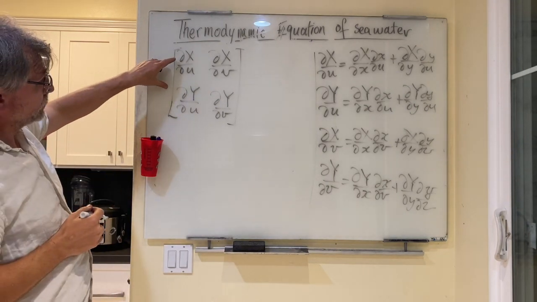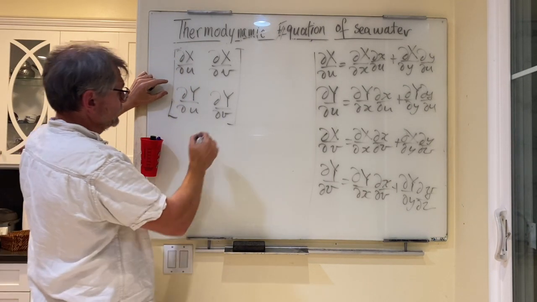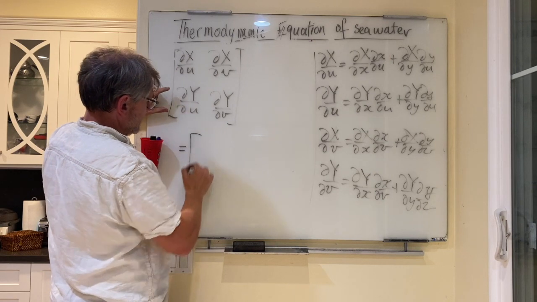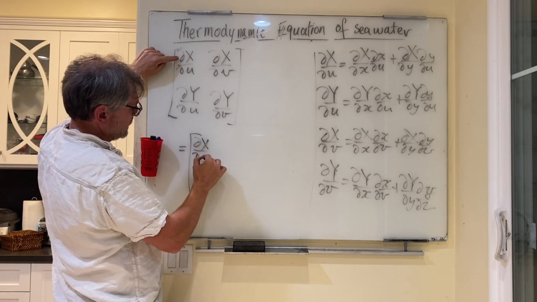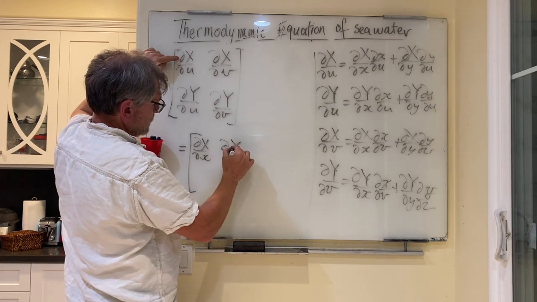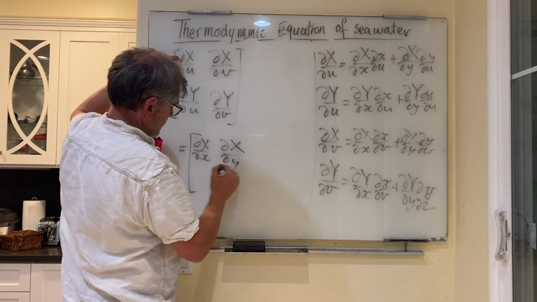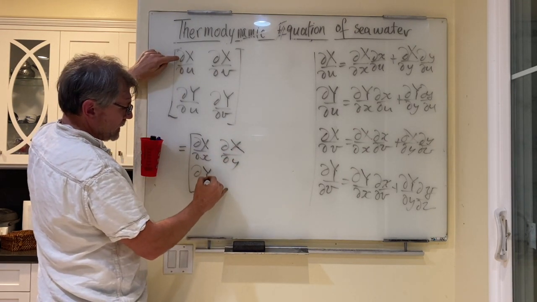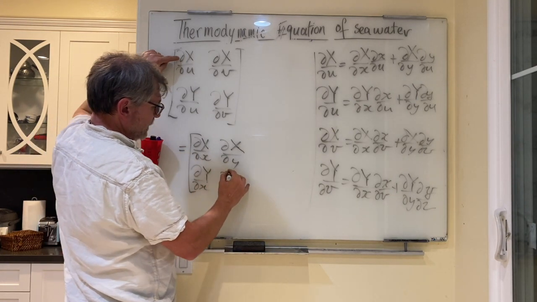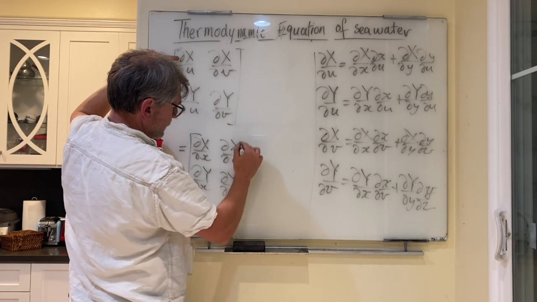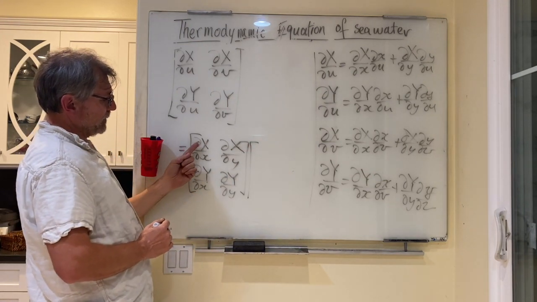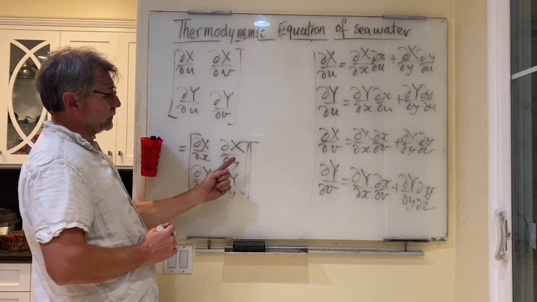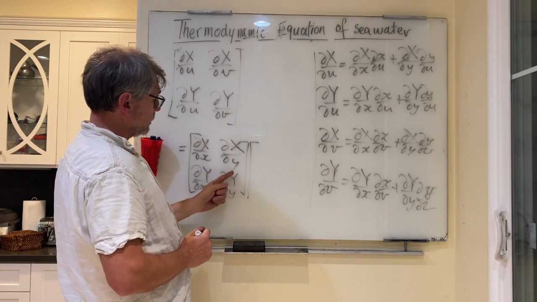But I want to show that this is equal to the original, the Jacobian of big X, big Y with respect to little x and little y, times the Jacobian of going from the little x and y to the u and v.